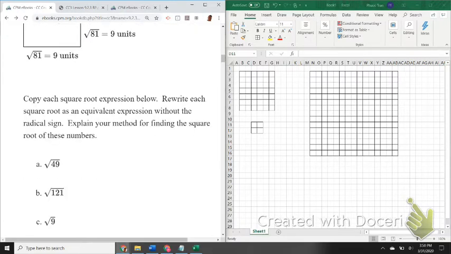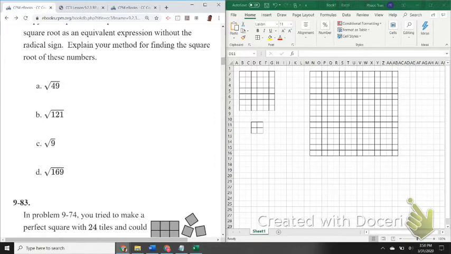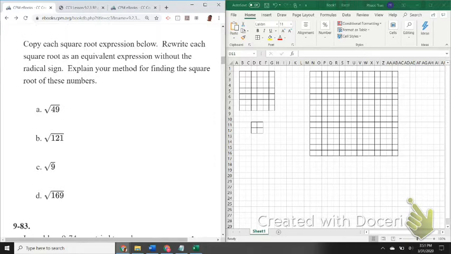Okay, and it says to copy each square root expression below and rewrite them as an equivalent expression without the radical sign. Explain your method for finding the square roots of these numbers. Okay, so go ahead and write this out as equivalent expressions. In other words, just answer this the best you can.